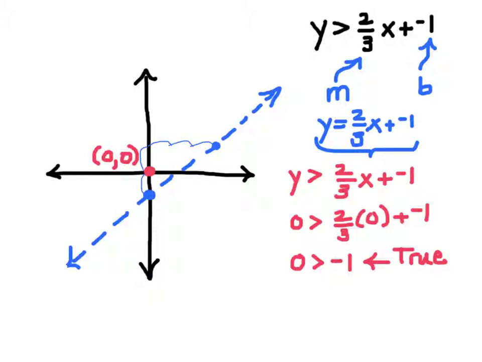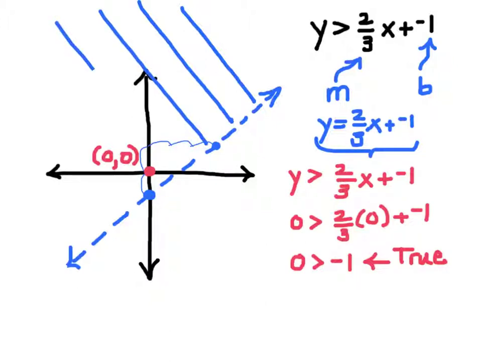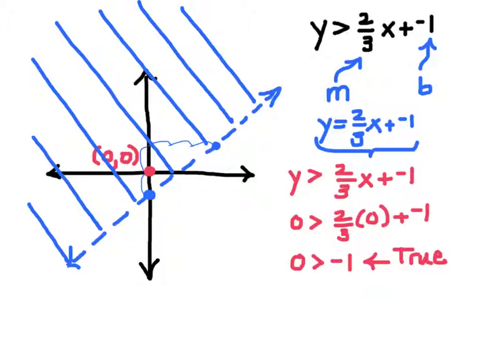So our shading, and I'll go back to blue, in this particular case, is above our boundary line. One way that this is different than the last example is that in the last example, our boundary line was solid. But in this example, because y is greater than but not equal to, our boundary line is dashed. So the solution to this inequality is this graph, indicating that this region holds all the points that satisfy this inequality, not including the boundary line.